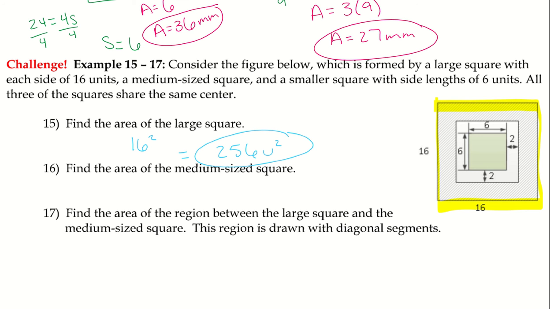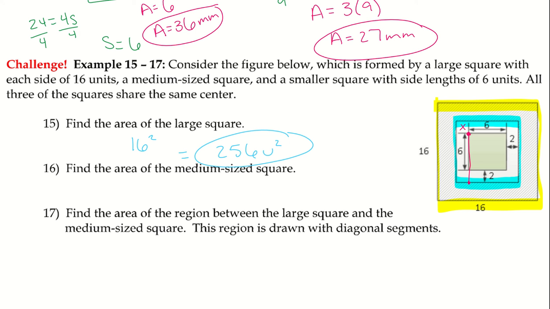Okay, find the area of the medium size square. So if we take a look here, we have our medium square right here. And I need to know at least one side, right? Because it's a square. So I need to know one side. So if I take a look here, I have 6 and then I have 2. So I know from this point all the way down, that's gonna be 8.